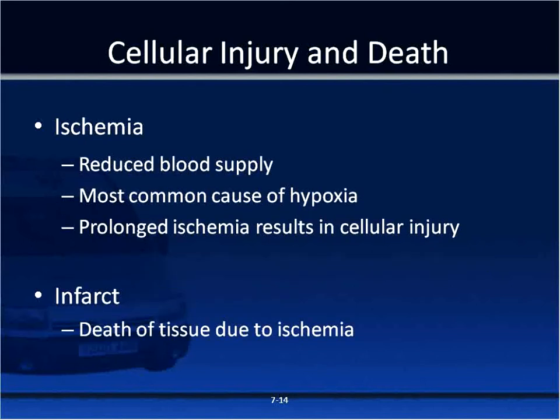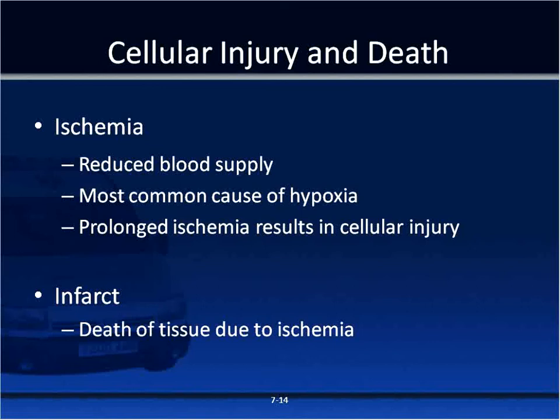Ischemia, which is a reduced blood supply, is the most common cause of hypoxia. Ischemia often affects blood flow to specific vessels, producing localized tissue injury. Pain or discomfort often accompanies ischemia, serving as a warning that a part of the body is not receiving an adequate supply of oxygen. Prolonged ischemia results in cellular injury.